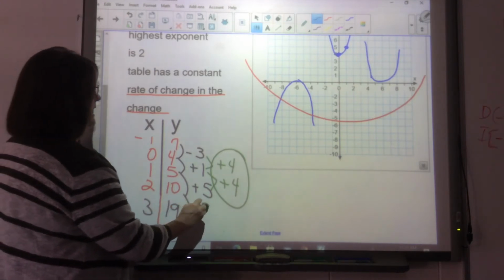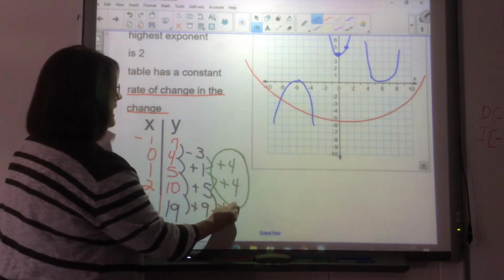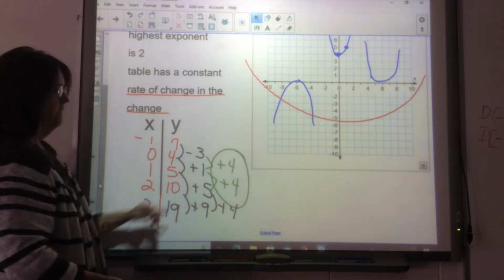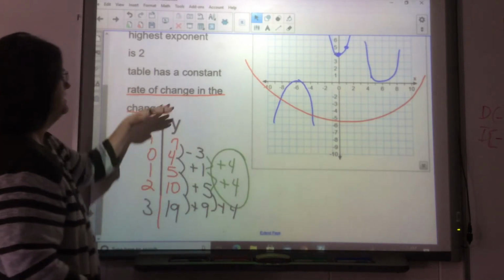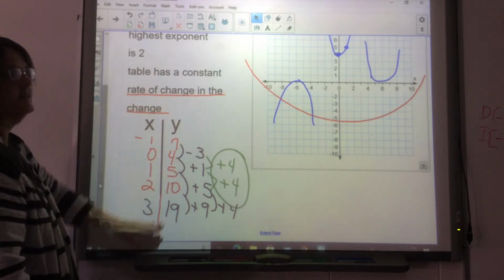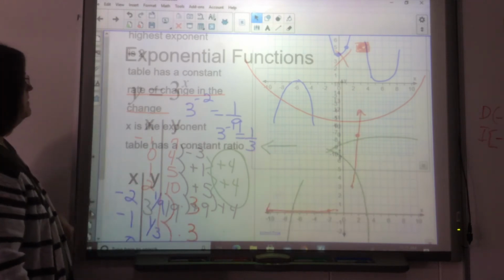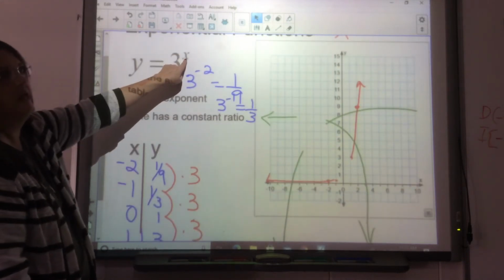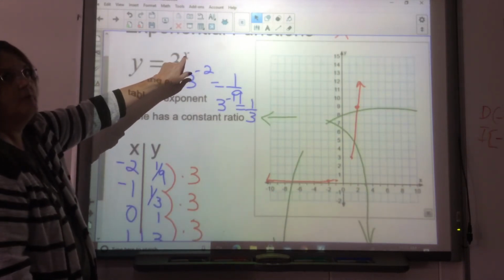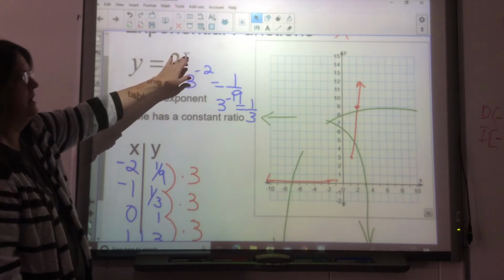This would have been 9, and to go from 5 to 9, I would have added 4. So the change of the change is constant. That's quadratic. That's how you can tell when all you have is a table. An exponential function, the exponent will be x. It will be your variable. It's up in the air.